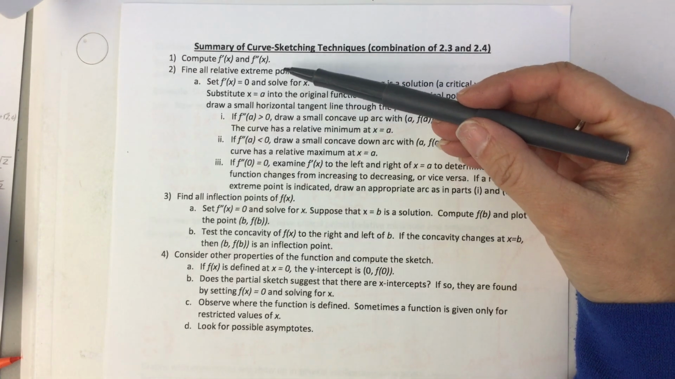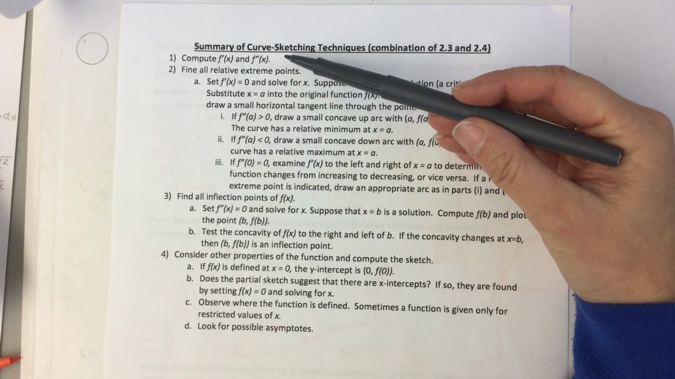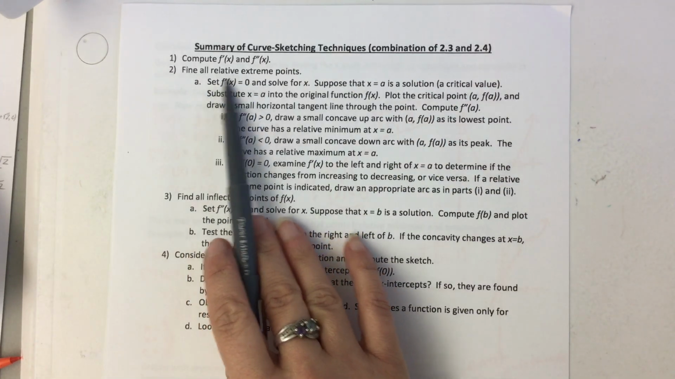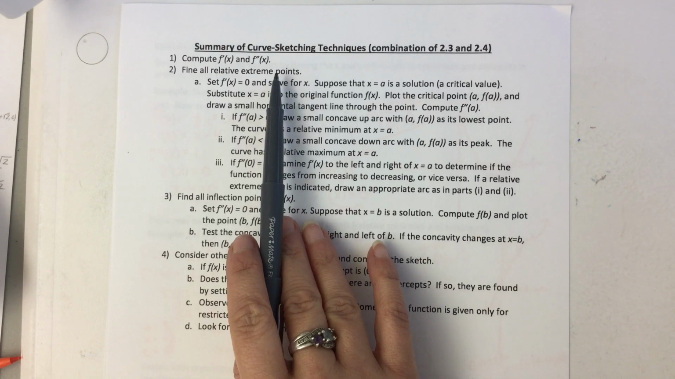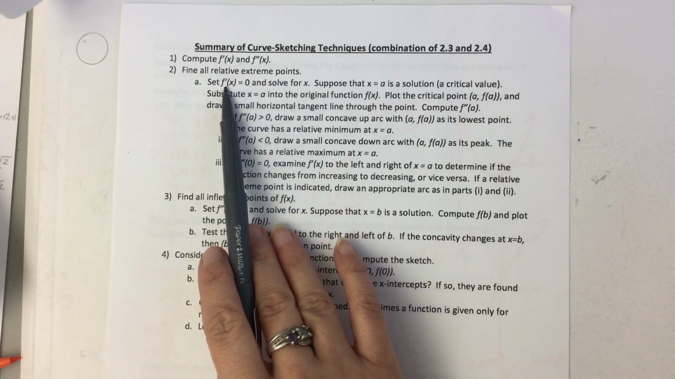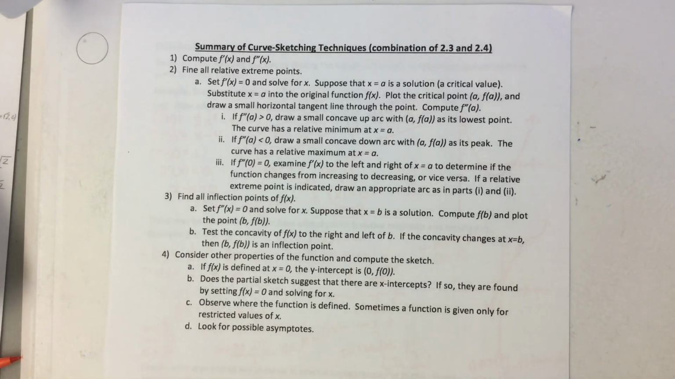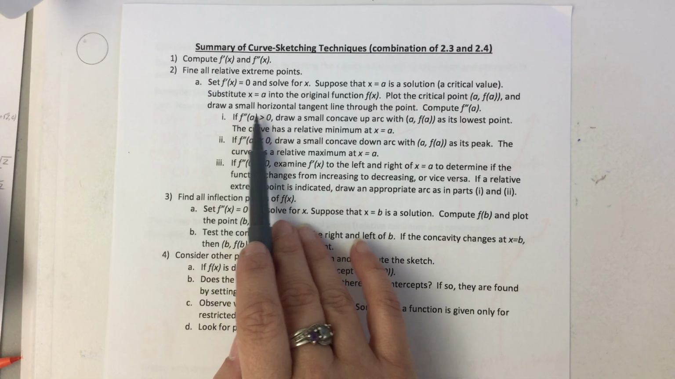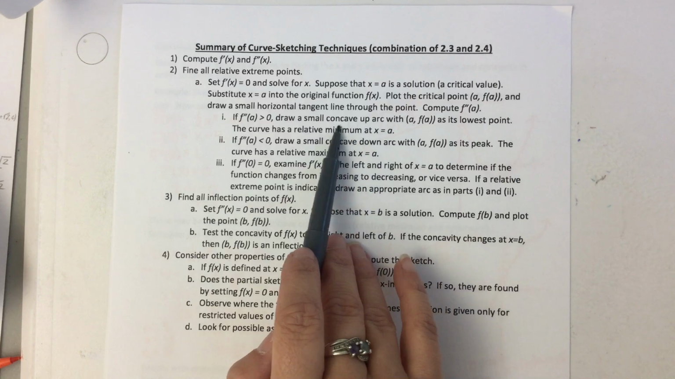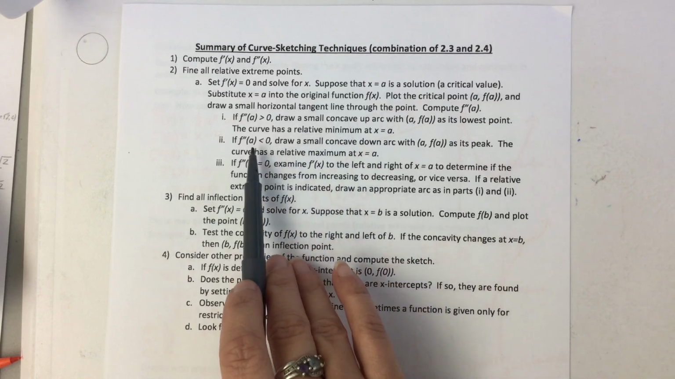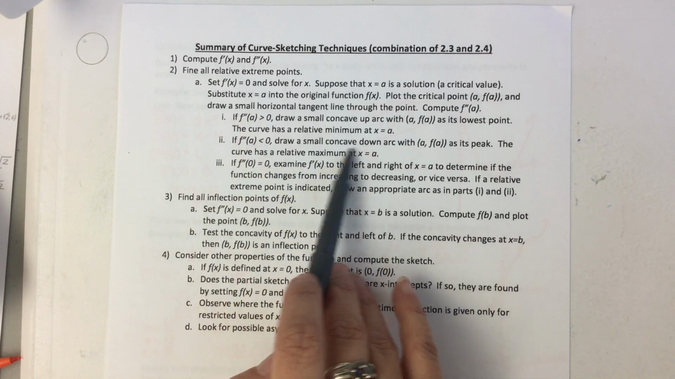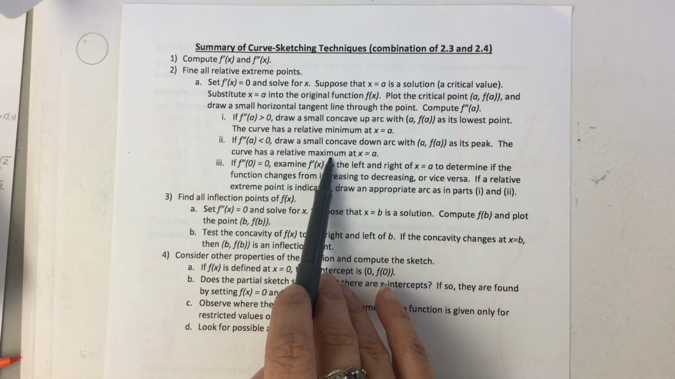The first thing that you want to do if you are sketching a curve, you find the first and the second derivative, always. Okay, number 2, if you are trying to find relative extreme points, those are maximums and minimums, you take the first derivative and you set it equal to 0. Then you find those values. If you fill them into the second derivative and it's positive, then it's concave up, so you have a minimum. If you fill that value into the second derivative and it's negative, then it's concave down, giving you a maximum.